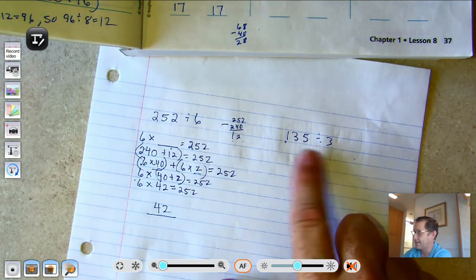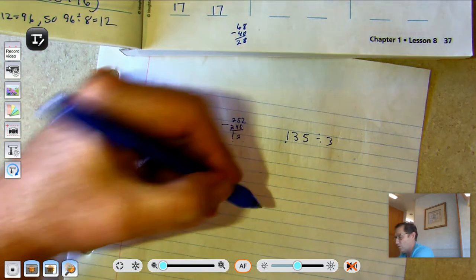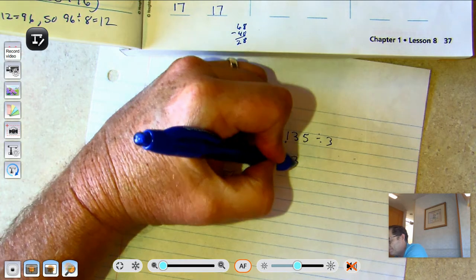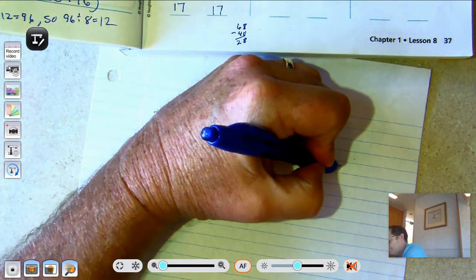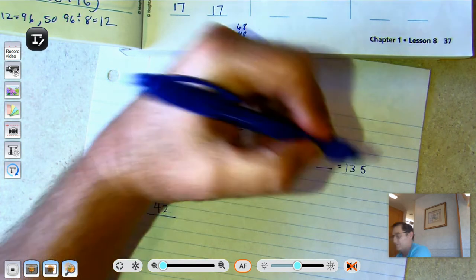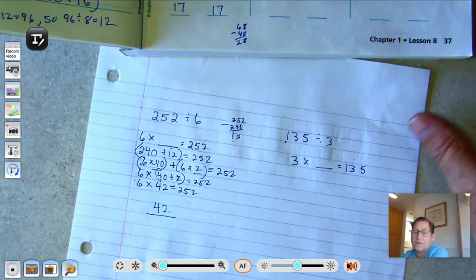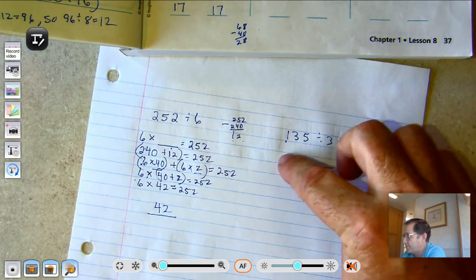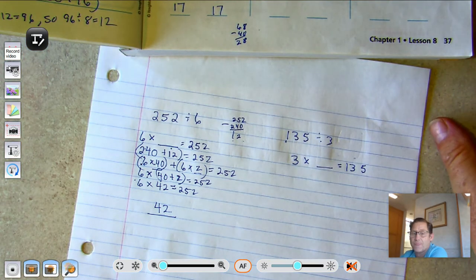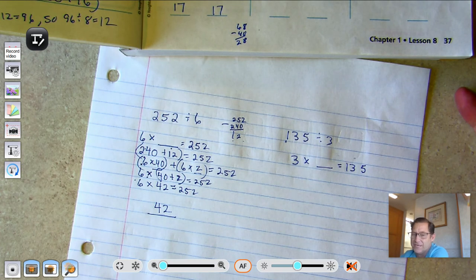Now let's do 3 times something is 135. Okay, we rewrote the division problem as a multiplication problem. So what's the closest I can get to 135 using multiples of 10? 3 times 10 is 30. That's still going to leave me over 100 to divide by 3, and I don't want to do that.